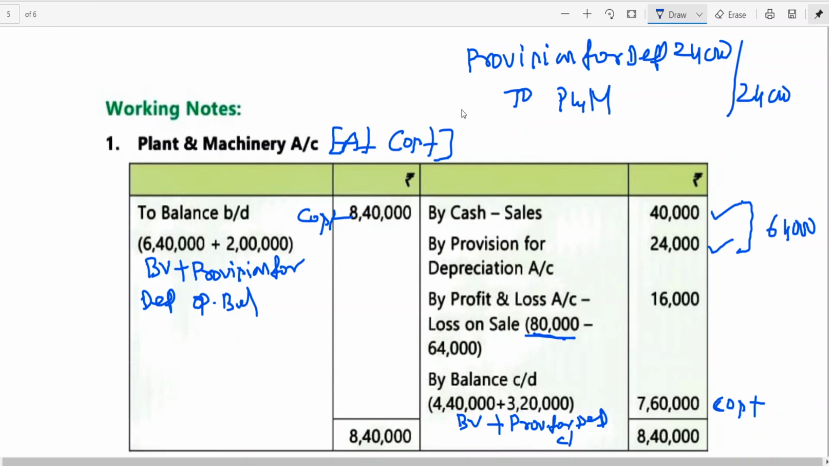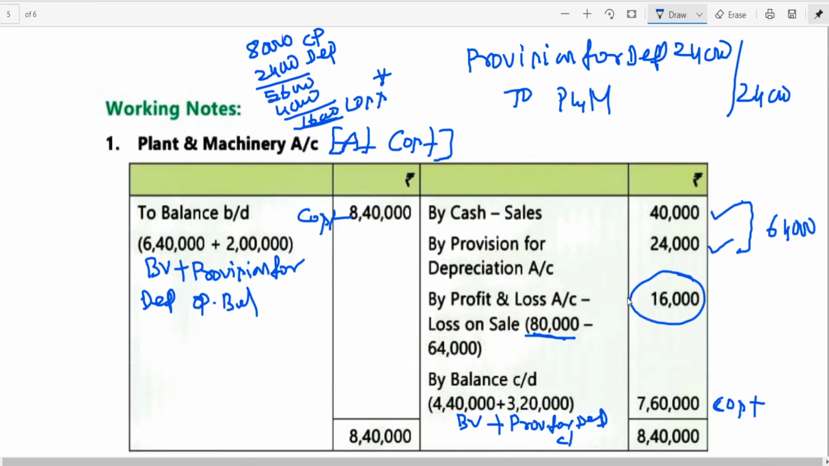16,000. Or you can find out, I have told you already, 80,000 cost price minus depreciation 24. 80 minus 24, I told you, comes to 56,000, was sold for 40,000. So you are getting a loss of 16,000. This is loss. You can also try like this: 80,000 minus these two, you are getting a loss of 16,000. Are you following?